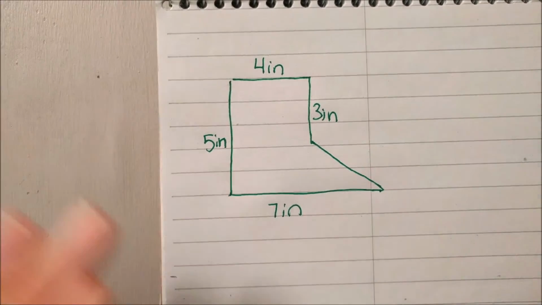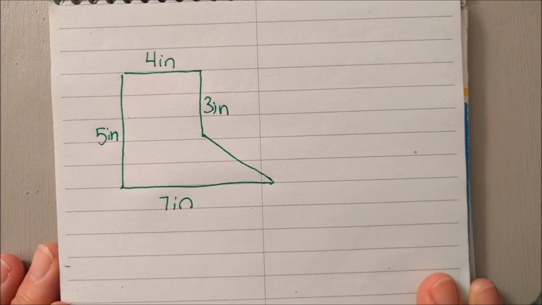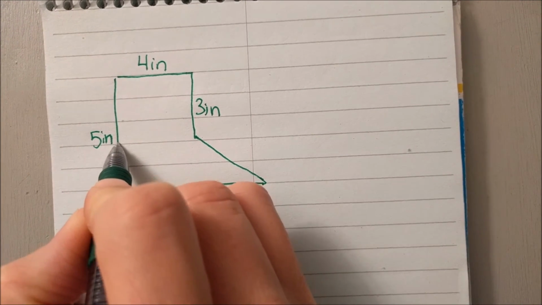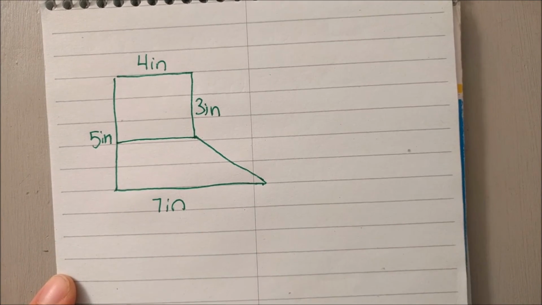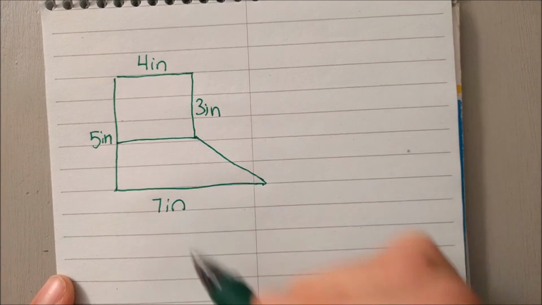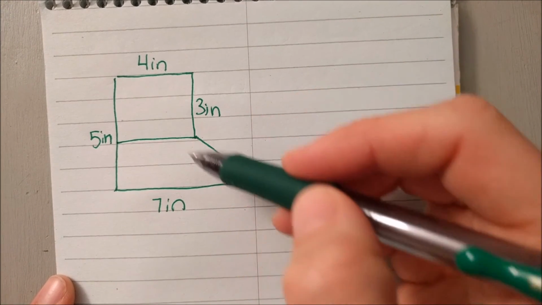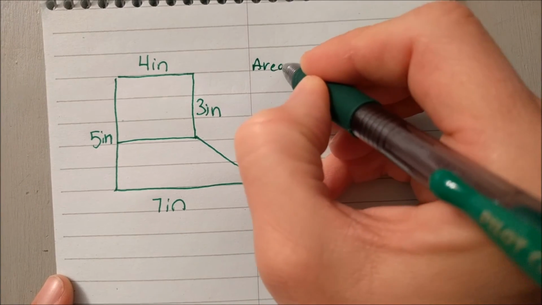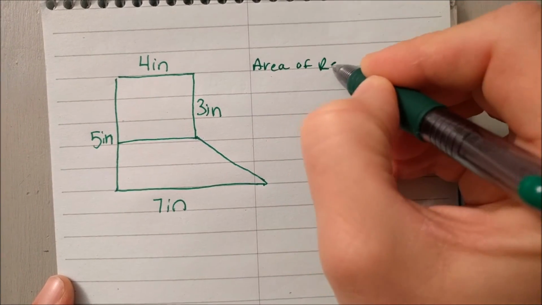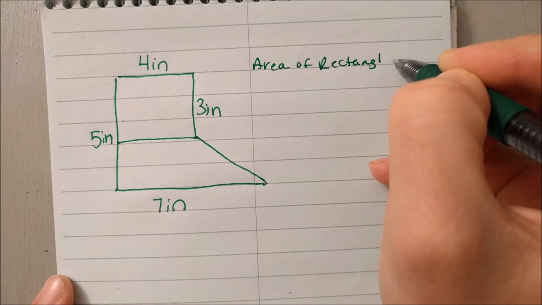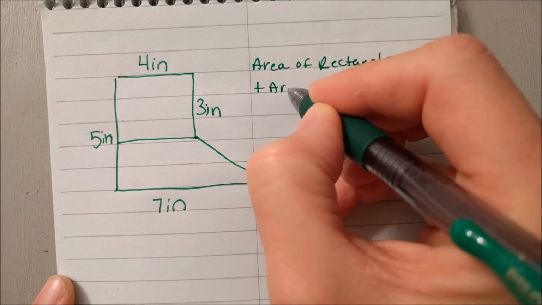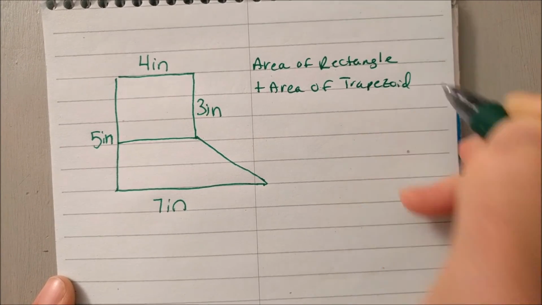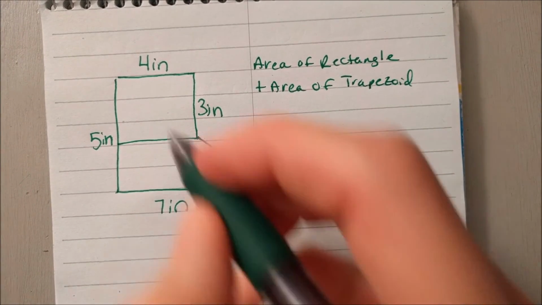So now when I'm envisioning this, I'm seeing two shapes, and they're different shapes this time. I'm seeing that I have a trapezoid here, and I have a rectangle here. Now I'm going to take area of the rectangle plus area of the trapezoid. That's our goal. Area of rectangle plus the area of the trapezoid.